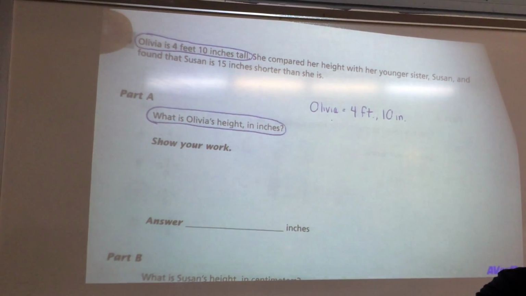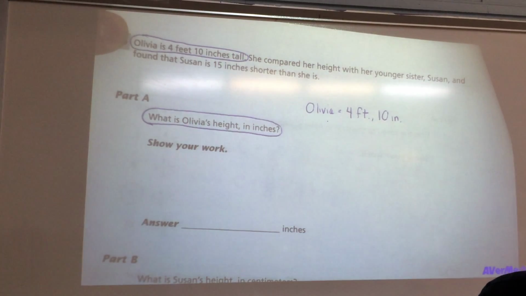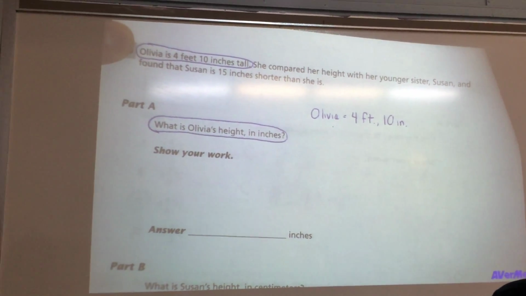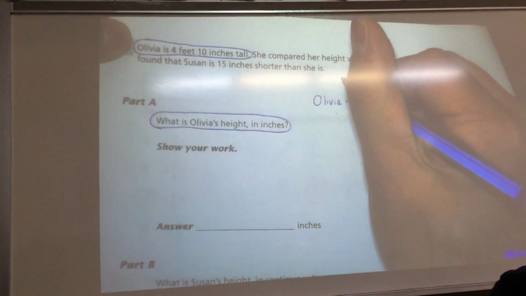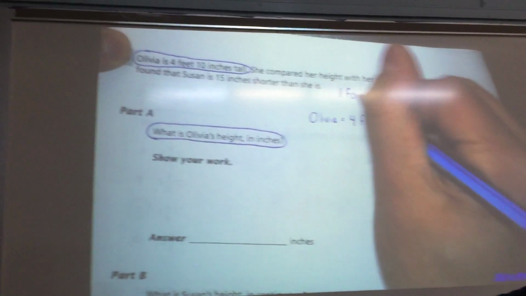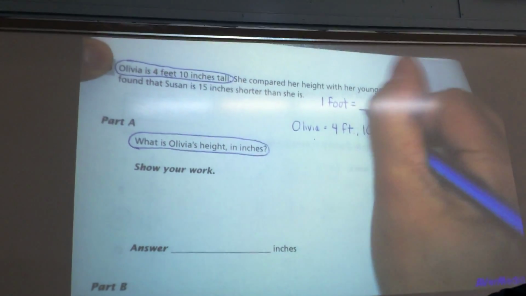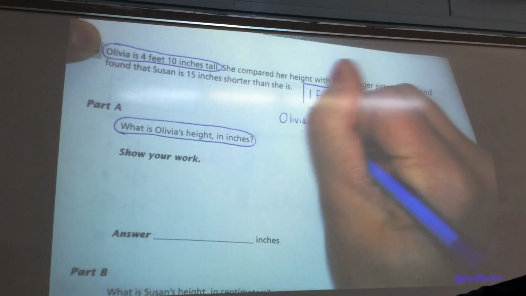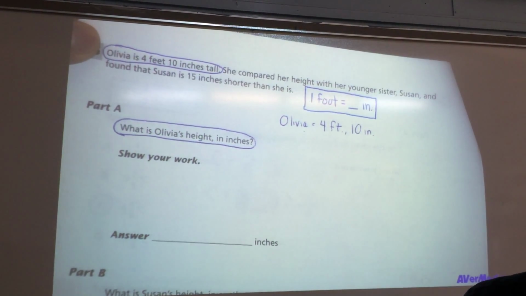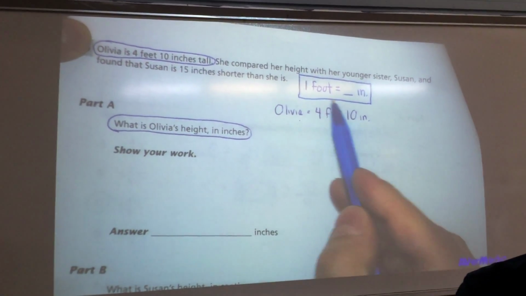And it turns out that quite a few people forgot this very important fact that you should have learned last year, if I'm being honest. 1 foot equals blank inches. Go ahead and put a box around this because you have to memorize it. It's not on your reference sheet. Go ahead and call out if you know what the answer is to this.